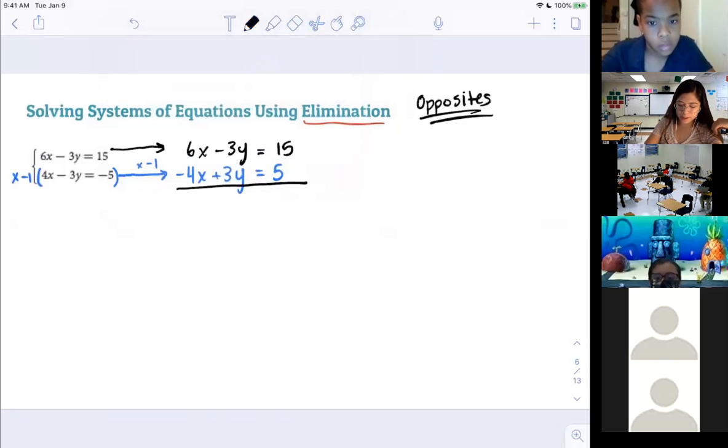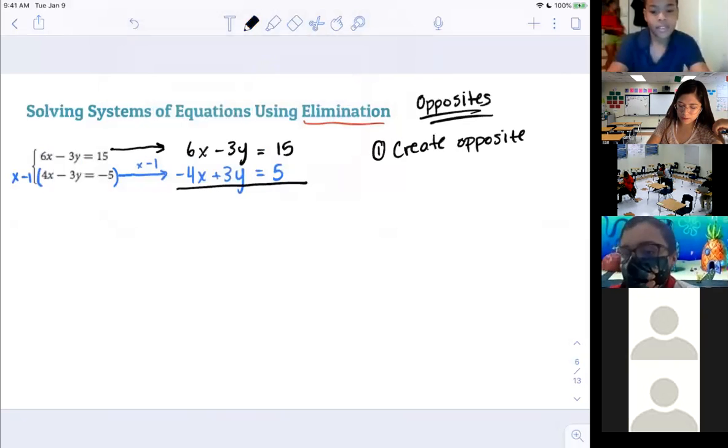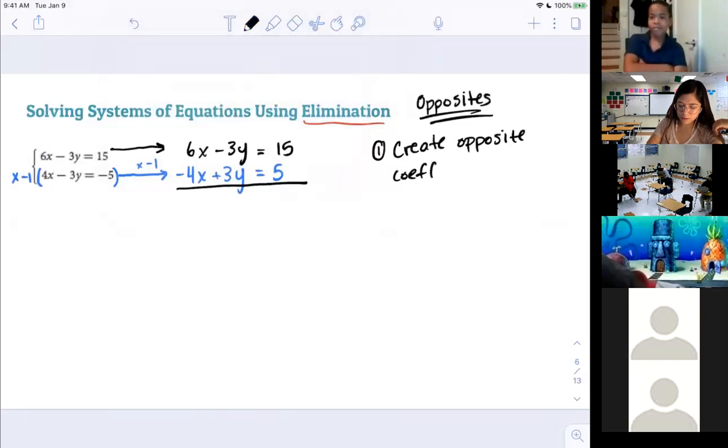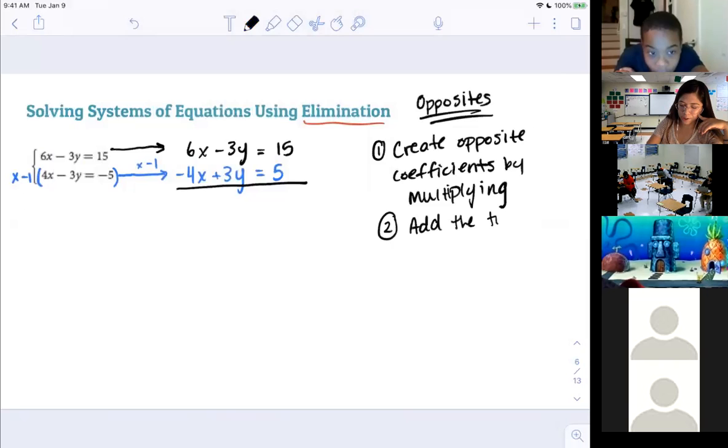So that was step 1. Step 1 is create opposite coefficients by multiplying. Okay. Now, next step, now that I've created my opposite coefficients, is I'm going to add the two equations.